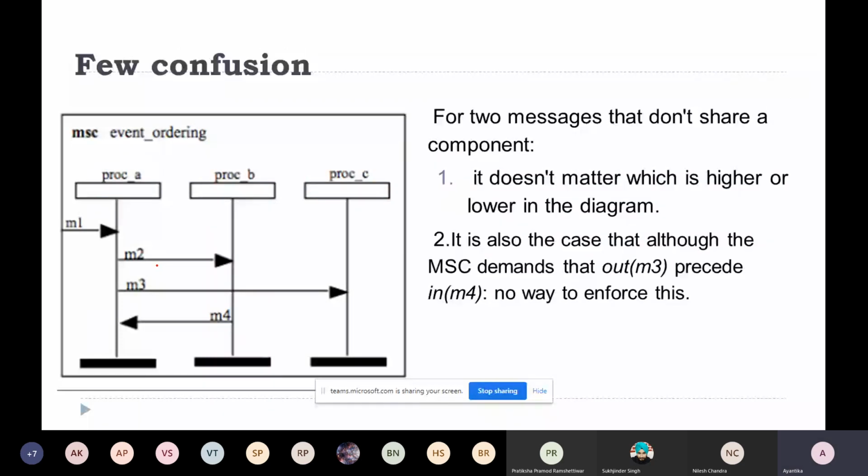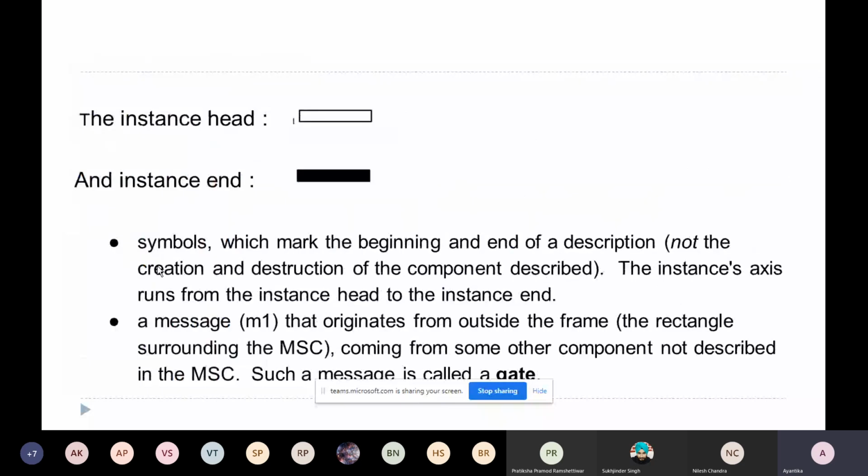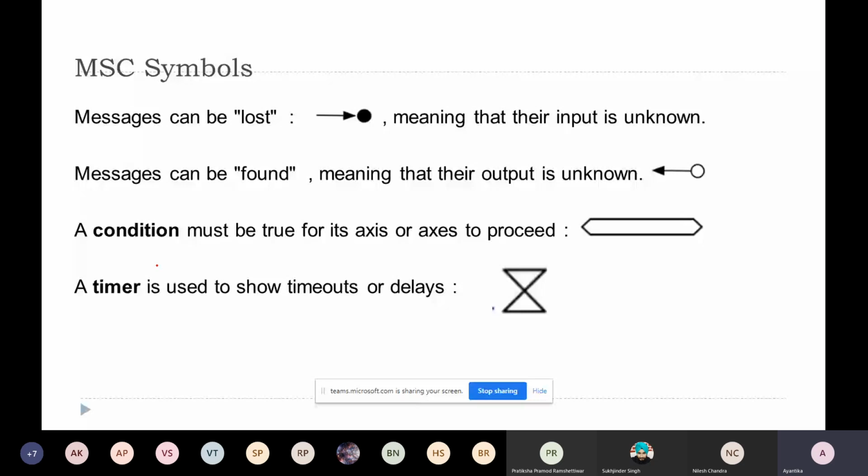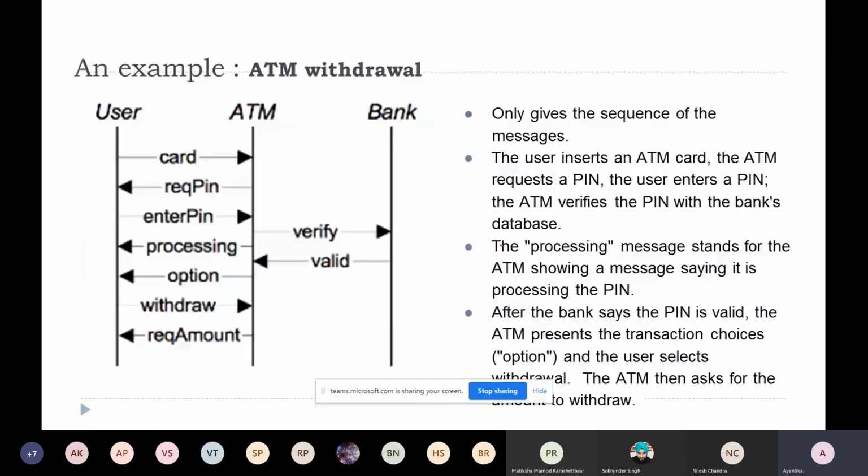I will come into this part. Before that, there are different symbols present for when a message can be lost. Then there are different symbols when messages can be found. You can add conditions whenever you are adding this message passing in your sequence chart. You can add a timer. All these features are present.